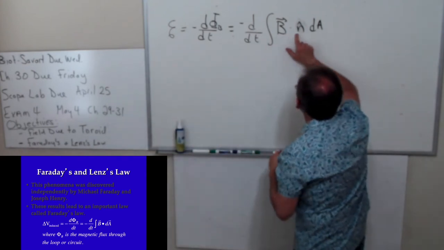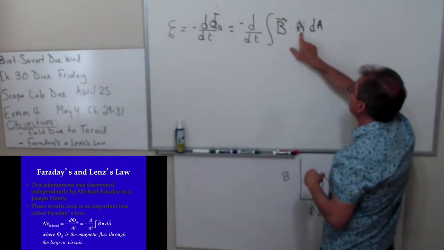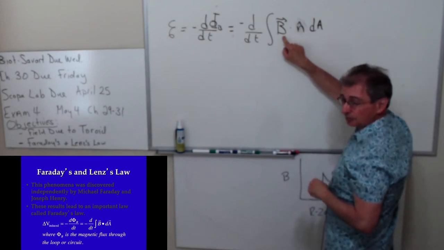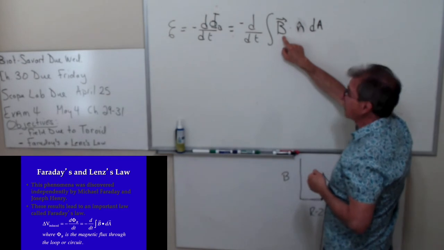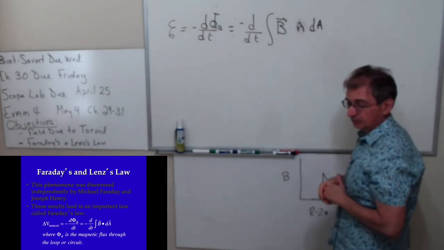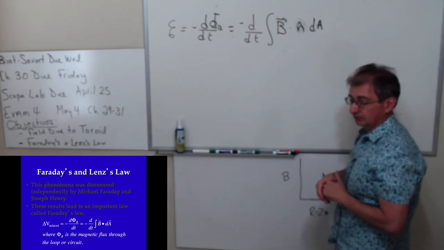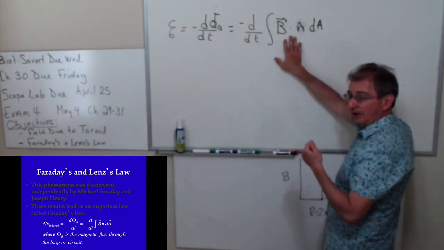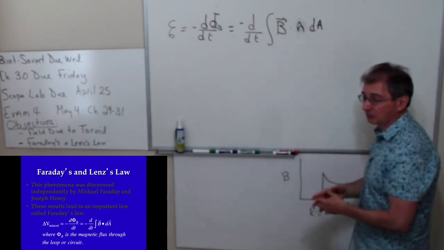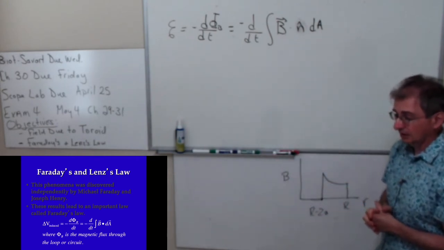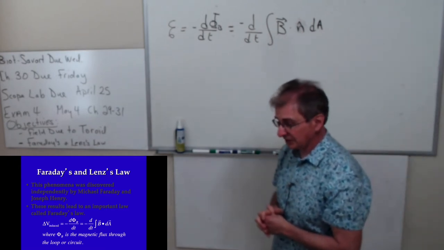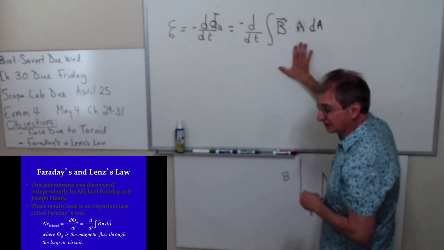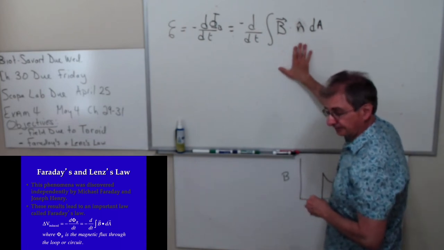And you saw how it depends on angle. So this is where the dot product comes in, right? B dot n. Remember when I had the loop, the normal to the loop perpendicular to the magnetic field, this was zero, because the dot product was zero. And if I flipped the little coil by 180 degrees, this dot product ended up being negative one. Does everyone see that? There's a lot to this expression.